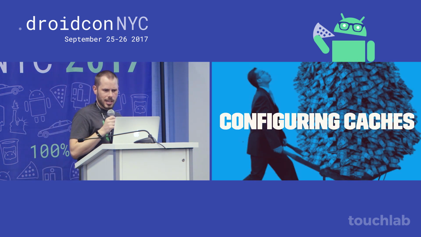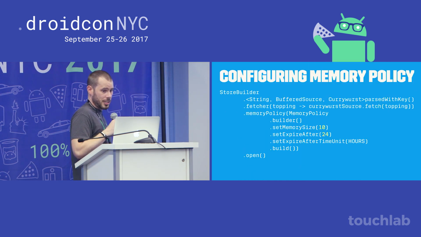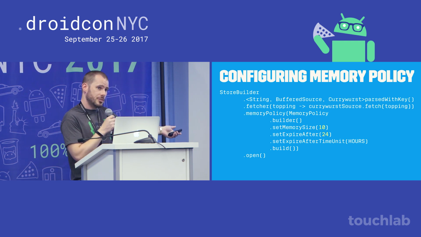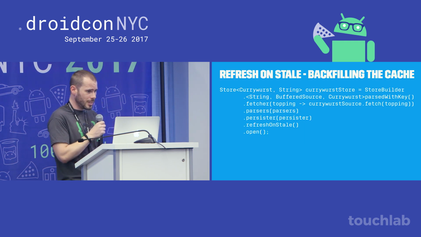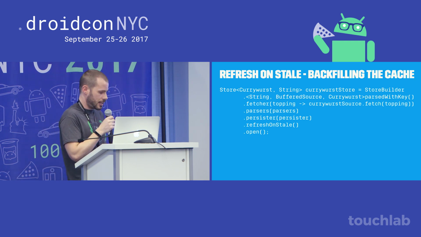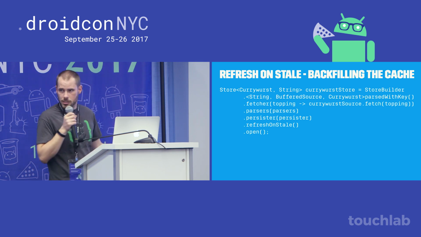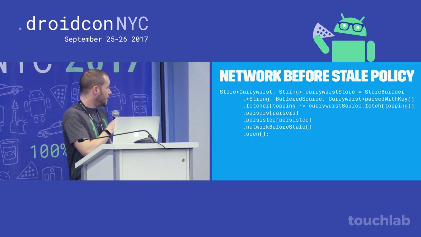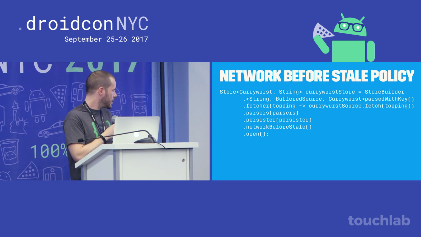So let's configure the caches. I mentioned there's caching that it supports. We do memory caching here, so you can set the memory caching policy, size, expire after, and you can specify the units. And in addition to that, we can also do refresh on stale, backfilling the cache, and it's just an additional command right here, refresh on stale. All right. And we also do network before stale policy as well. It's very similar. It's another line item right there.